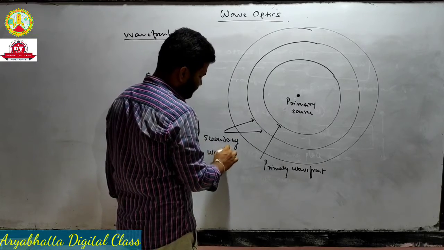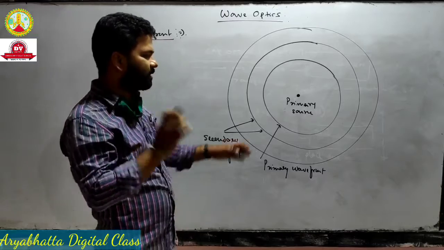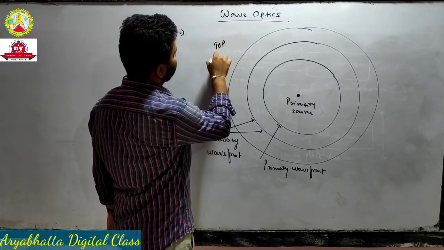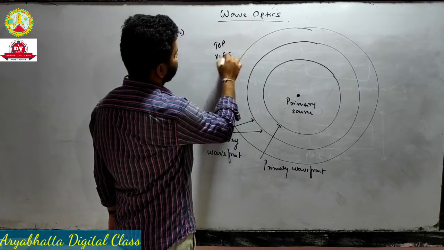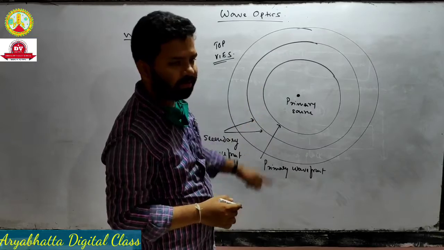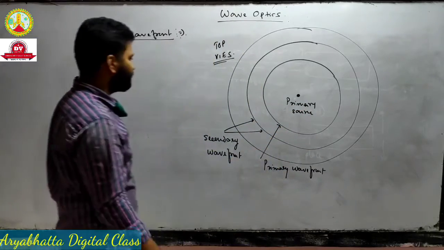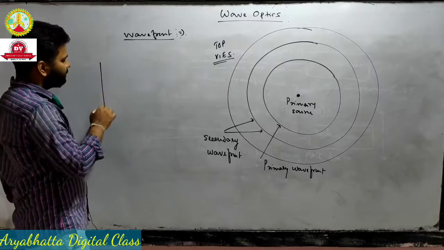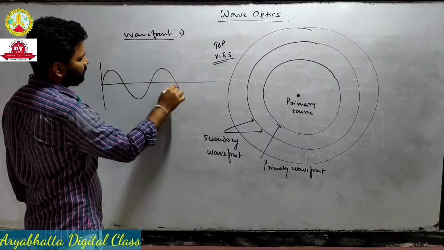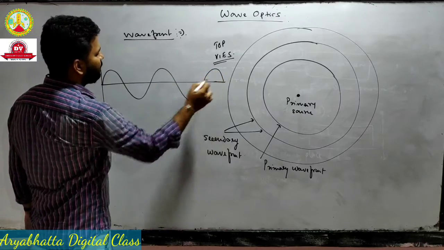These are known as secondary wavefront. Okay, now look, this is the top view. These are the... you will know shortly. If we look at the side view of this wave, what will it look like? The side view of the wave will look like this one.